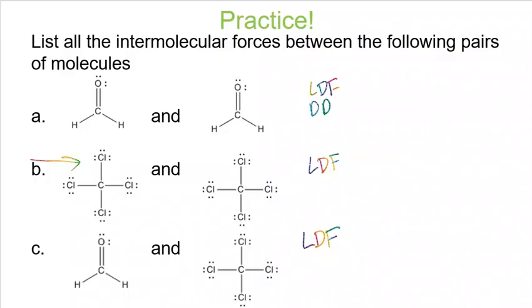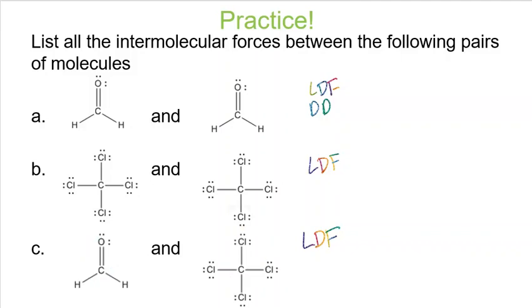CCl4, carbon tetrachloride, is a nonpolar molecule. There are polar bonds, but they cancel each other out, so overall it's a nonpolar molecule. So when we have two nonpolar molecules, the only type of intermolecular force they can have is London dispersion forces. All right, the last one, we have formaldehyde and carbon tetrachloride.